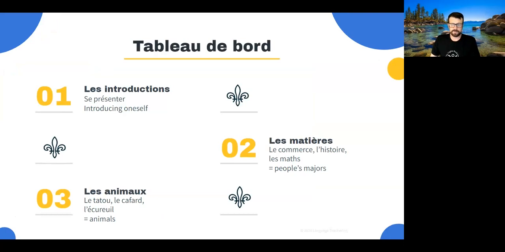Okay. Partie 2, les matières. People's majors, such as le commerce, business, l'histoire, history, and les maths, ou les mathématiques. Bet you can guess what that is in English. Okay. Et enfin, pour faire les animaux, animals, au pluriel, this is a plural noun in French. So the singular would be animal, but animaux is the plural. Talk about that in a future lesson. Okay. Comme par exemple le tatou, le cafard, l'écureuil. These are all different animals. And animals that we have in the States, for instance, and lots of other places.